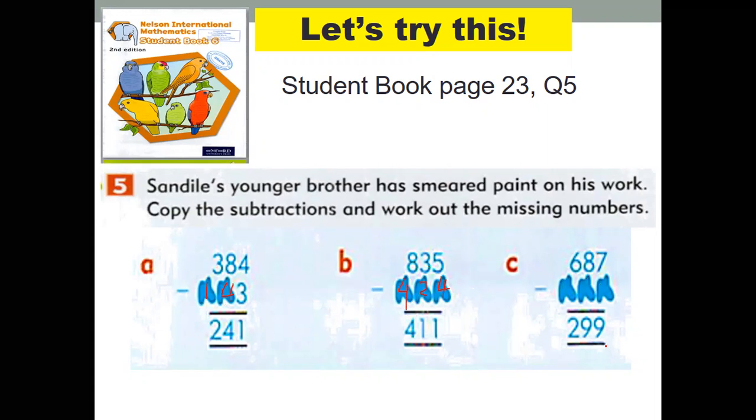Next, letter C, 7 minus 9. It can't be, so you need to borrow from here. So it became 7 and then 17. So 17 minus 9 is 8. 7 minus 9, again, it can't be. So let's borrow here. So that will be 17. 17 minus 9 again is 8. 7 minus 2 is 3. Therefore, the missing number is 388. Did you do it correctly? Very good.